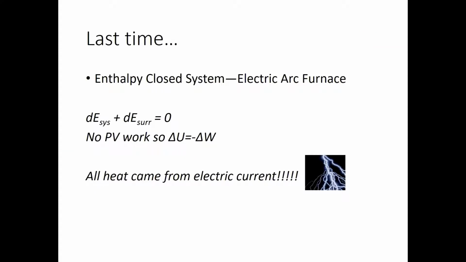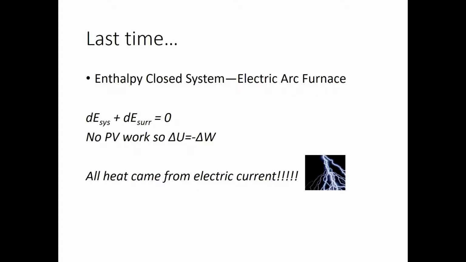Kind of recapping what we did last time, we did a change in enthalpy in a closed system and we used an electric arc furnace. So the change in energy of the systems plus the change in energy of the surroundings is equal to zero. There is no pressure volume work. So the change in internal energy equals negative change in work. So all the heat that was put into that electric arc furnace came from the electric current.